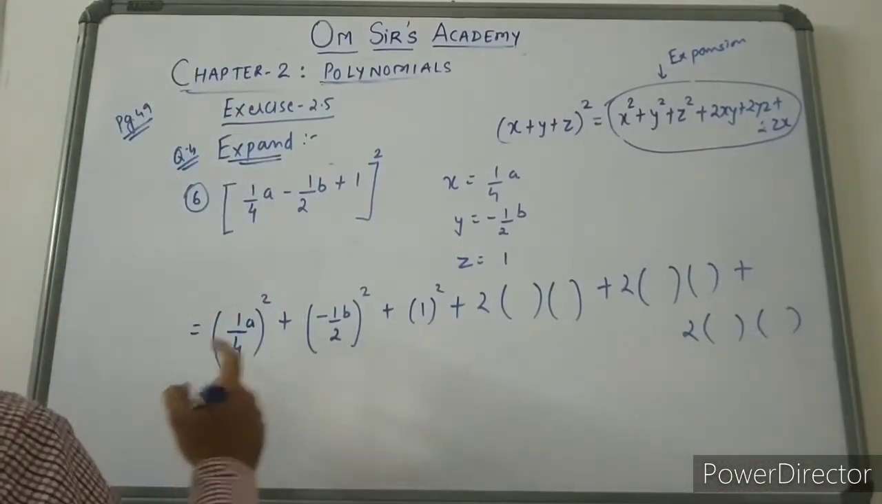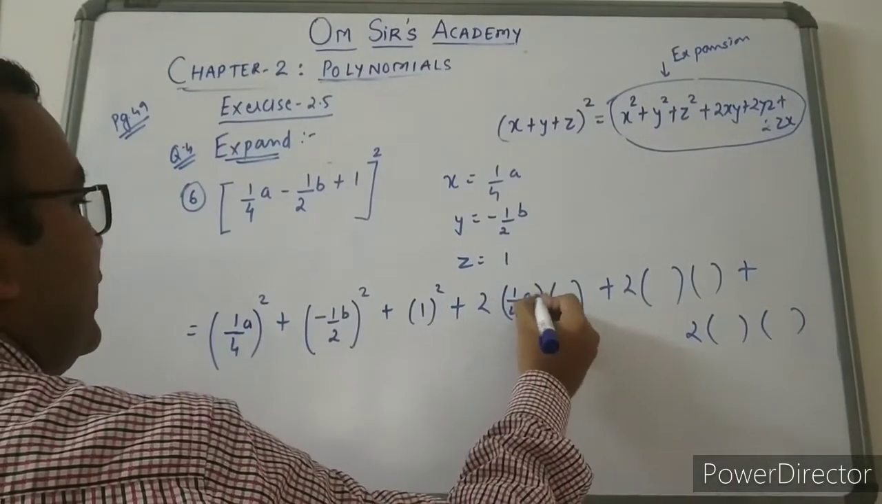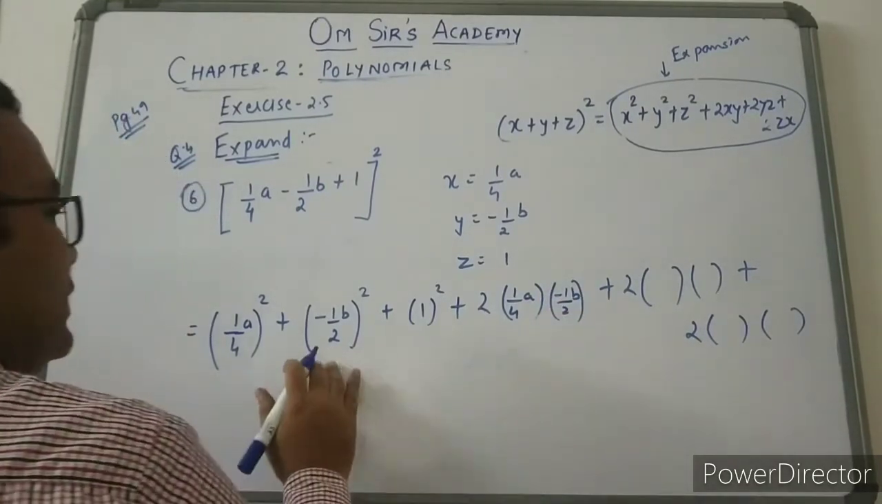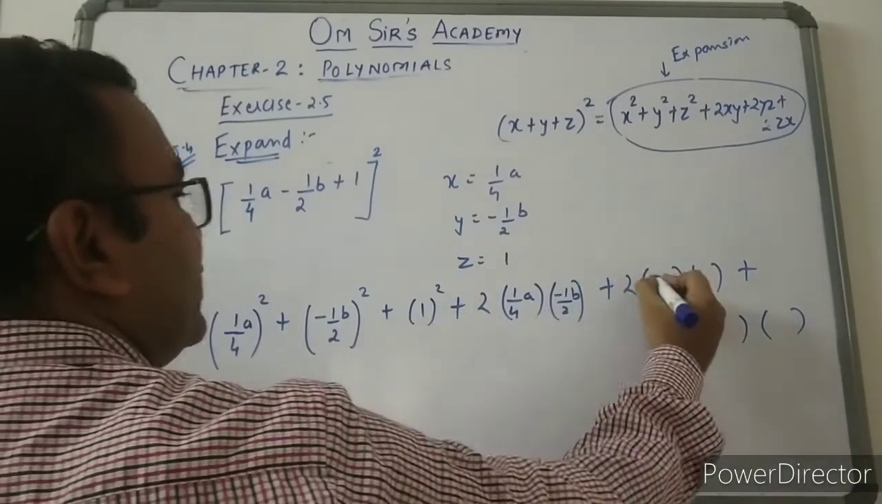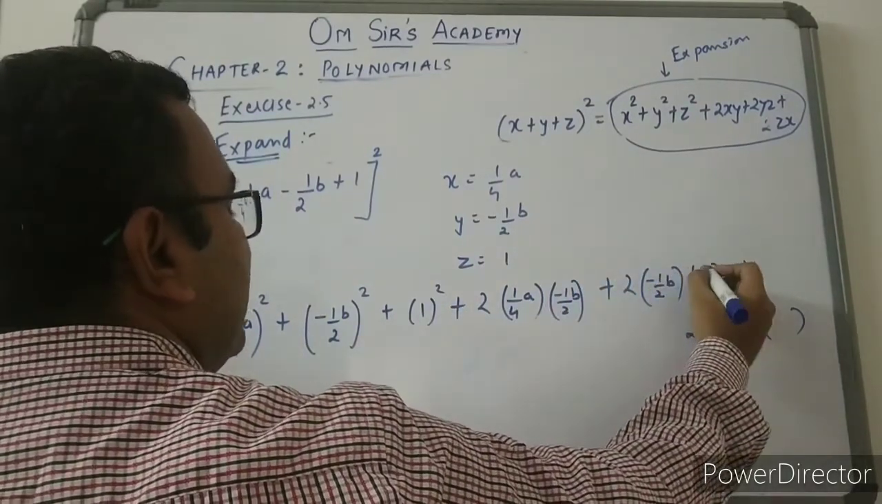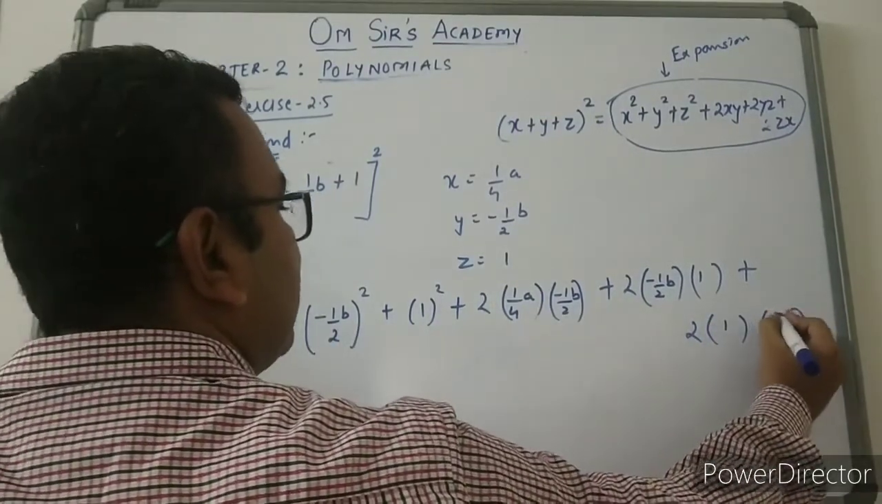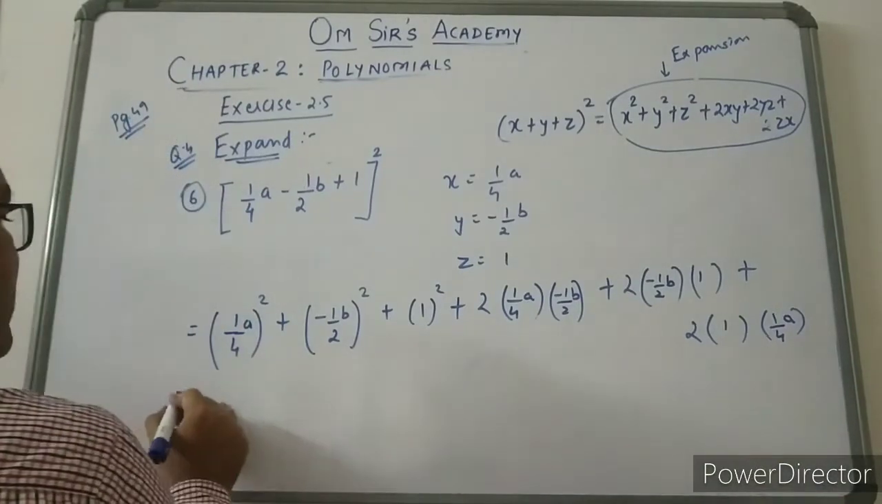Okay, so instead of ab I'll write the first and the second term, that is 1 upon 4a into minus 1 upon 2b. Instead of bc, that is yz, I'll write the second and the third term, that is minus 1 upon 2b and 1. And here I'll write the third and the first term, that is 1 and 1 upon 4a. Okay, so what will be the answer over here?